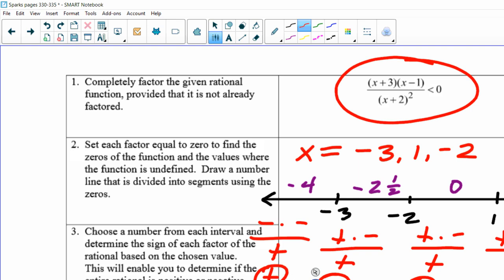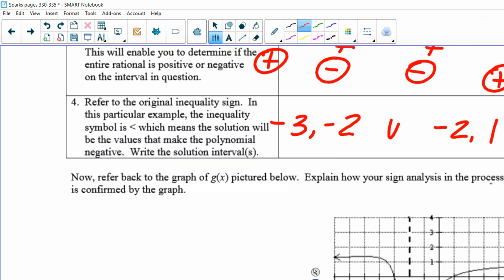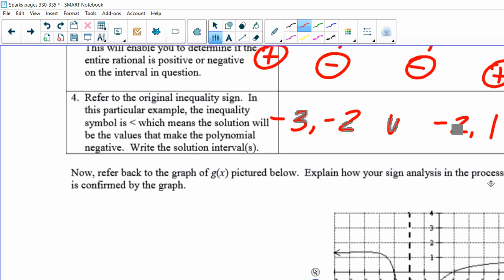Is negative 2 included? Is negative 2 an answer? Does negative 2 make this less than 0? No, what's negative 2 do to the darn thing? Makes it undefined. So what are my ends? That's right, they're all parentheses.